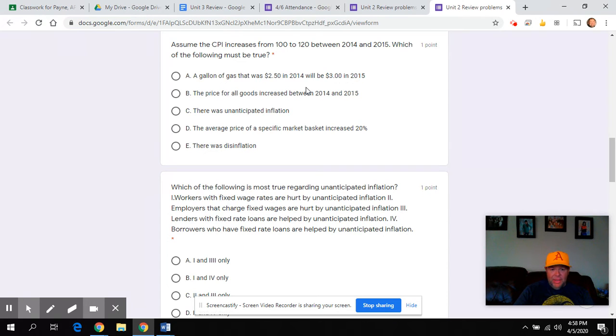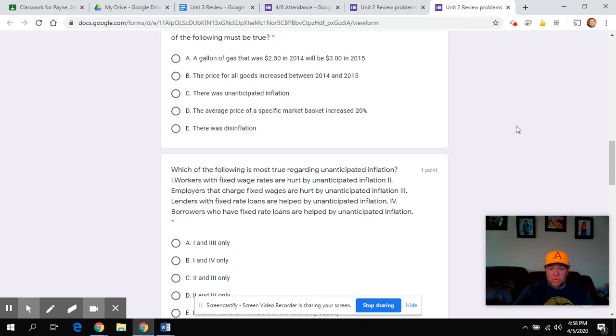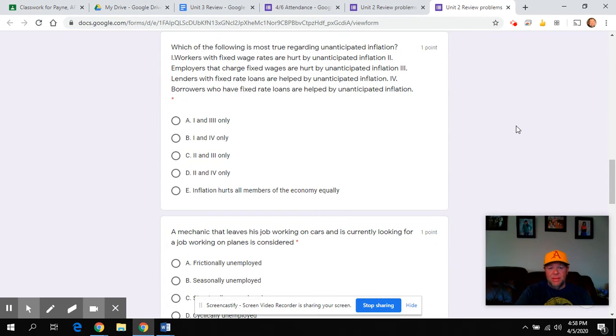That goods went up. When I initially put this on there, I mistakenly marked C as the right answer, but it is actually D. Now, I don't know. It could have been that it was unanticipated inflation. They could have been expecting it. So it really couldn't be C. What we do know, which thing has to be true, is everything in the CPI market basket, the price of that stuff went up 20%. So there's 20% inflation. Right?